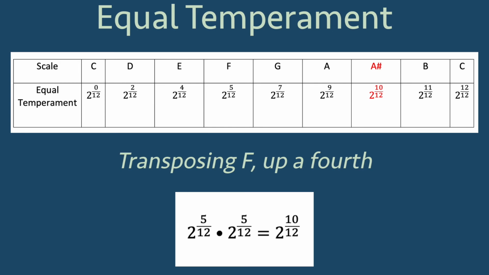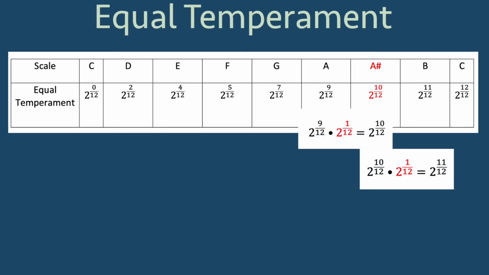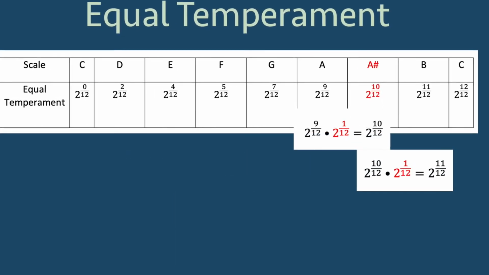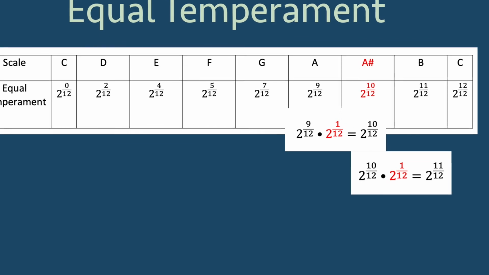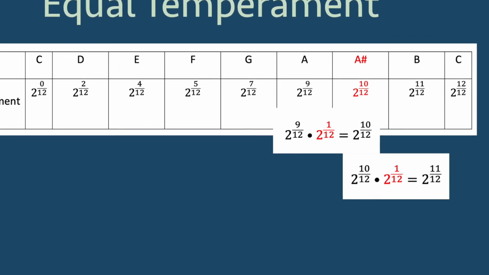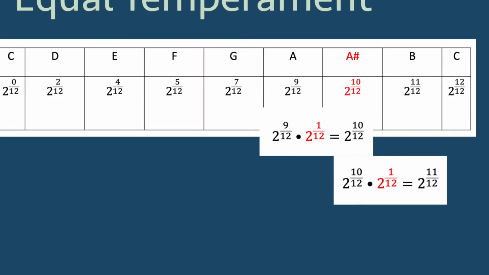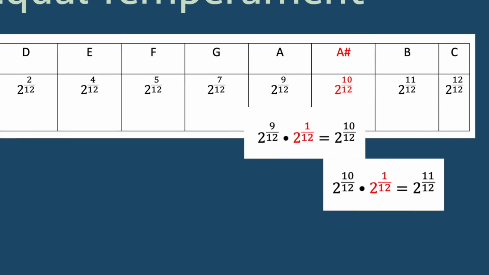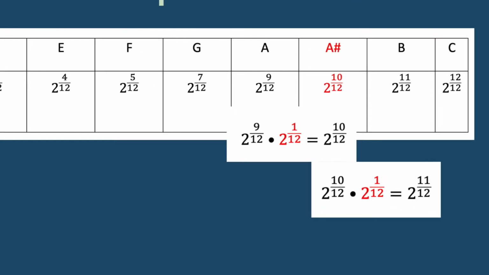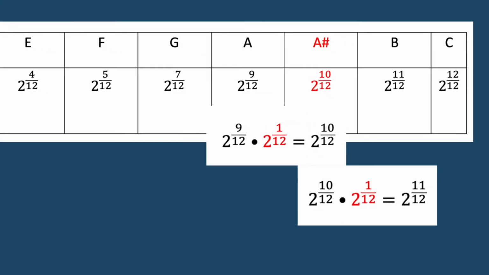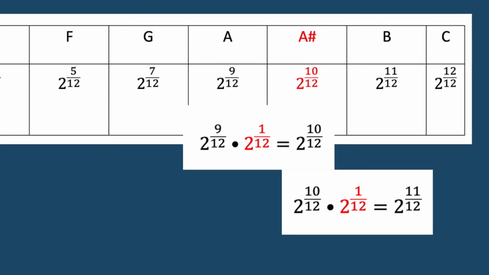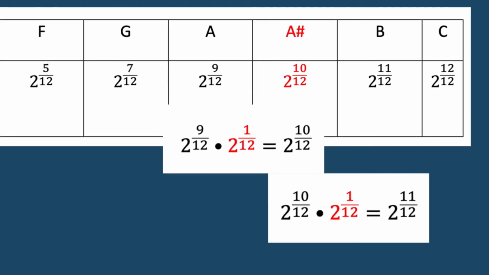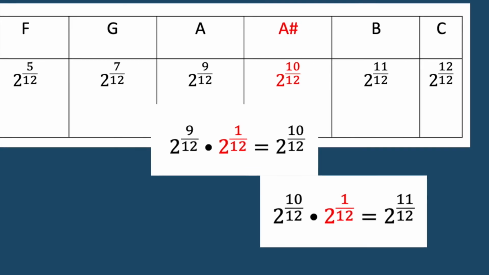But more importantly, the interval from A to A sharp is the same as the interval from A sharp to B, 2 to the 1/12 to 1. This is because 2 to the 9/12 times 2 to the 1/12 equals 2 to the 10/12, and 2 to the 10/12 times 2 to the 1/12 is 2 to the 11/12. What this demonstrates is that the equal temperament scale preserves the intervals between the notes after transposition.